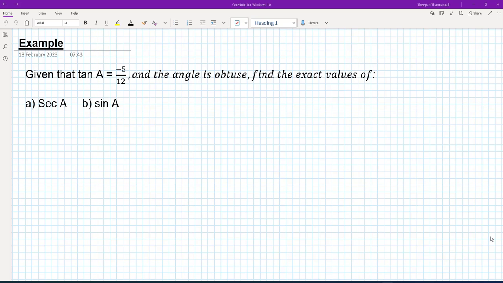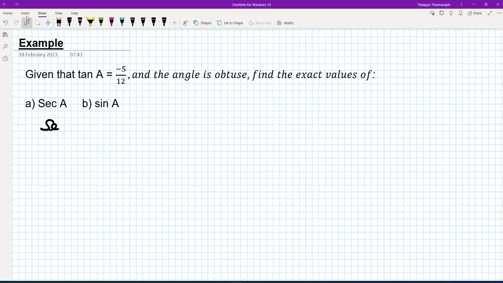In this example, it says that tan A is equal to minus 5/12 and the angle is obtuse. Find the exact values of sec A and sin A. So what we're going to do is use an identity here: sec squared A is 1 plus tan squared A.